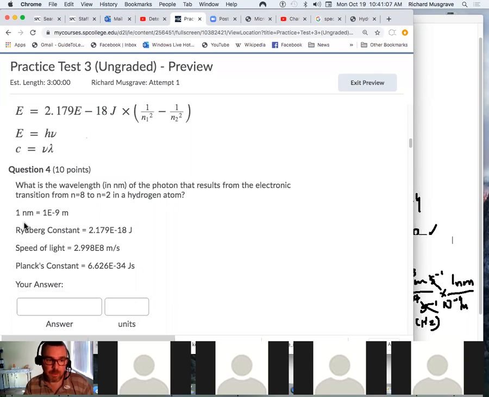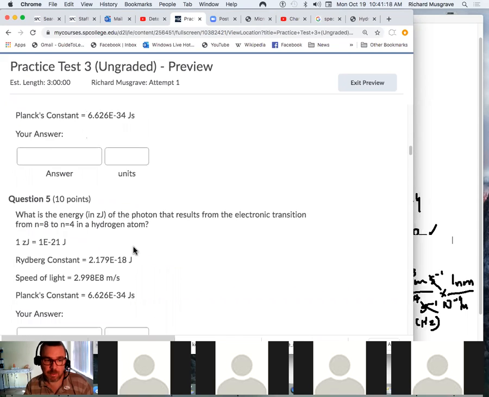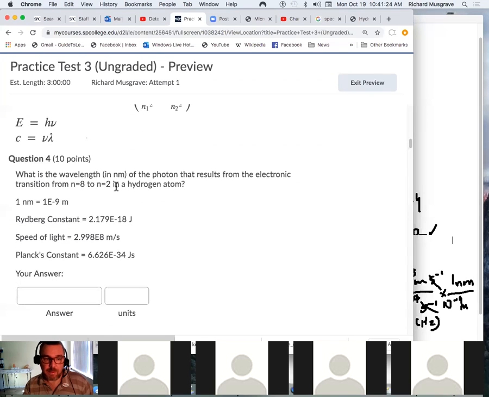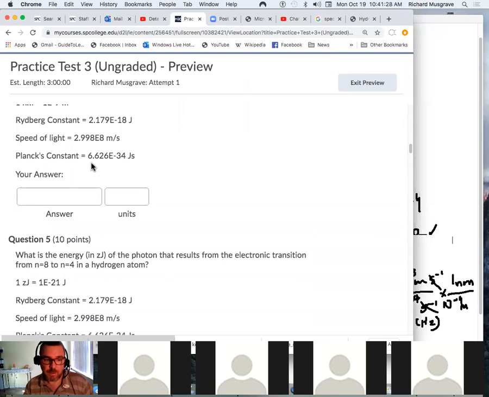And I also give you these conversion factors as well. 1 nanometer is 1 times 10 to the negative 9 meters, the speed of light and Planck's constant. So I give those to you in all the problems as well. So you can see how you'd have to get the wavelengths, which is what we just did. You have to go through a number of steps to do it, but you can do that.